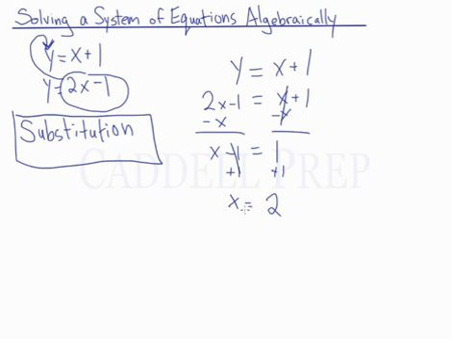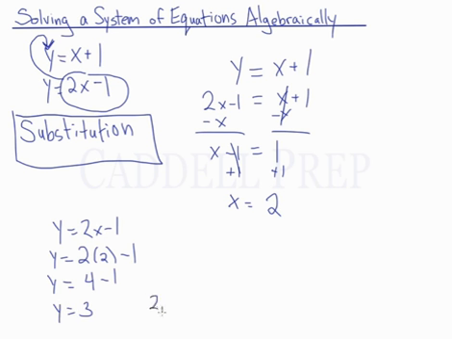But just the x value alone isn't the solution. We also need to know what the y value is. So we just take any of the equations, let's try the other one, y equals 2x minus 1, and plug the 2 in for x. So y equals 2 times 2 minus 1, y equals 4 minus 1, y equals 3. So our solution is 2, 3. X is 2, y is 3.